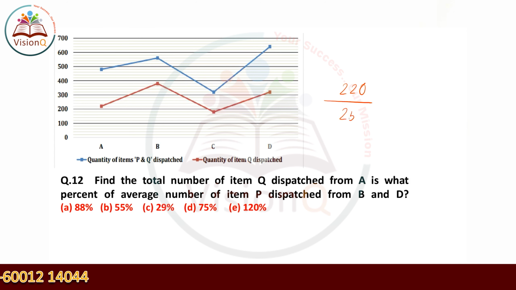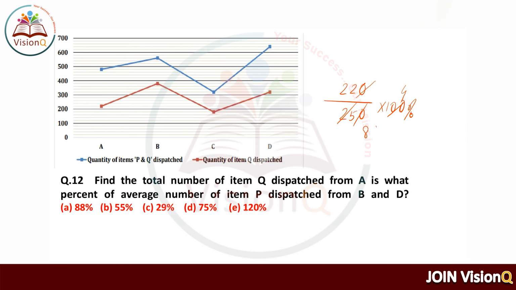So 220 by 250 into 100 percentage. So it becomes 25 into 4 is 100. The answer is 88%, which is option number A.